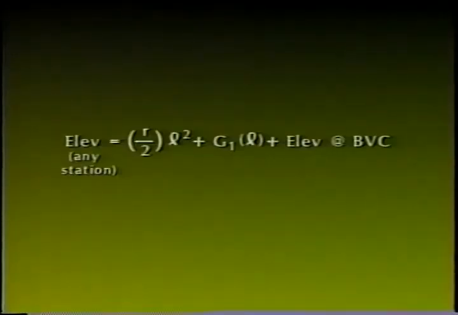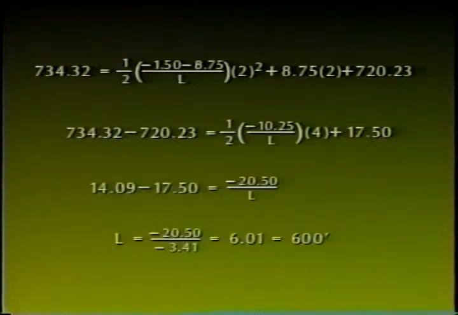If we plug these values into the basic parabolic equation, it looks like this. Some basic algebra shows the value of L, in this case rounded, to be 6.0 stations, or 600 feet. The final aspect I want to cover is locating the station and elevation of the highest and lowest point of the vertical curve. This can be very helpful when checking profiles for conflicts like our water pipe.